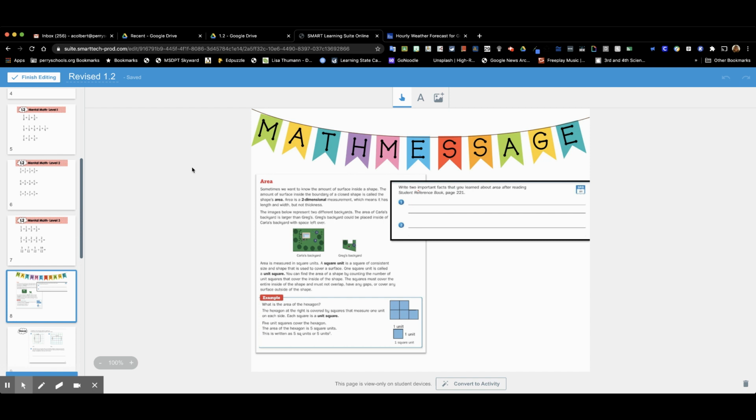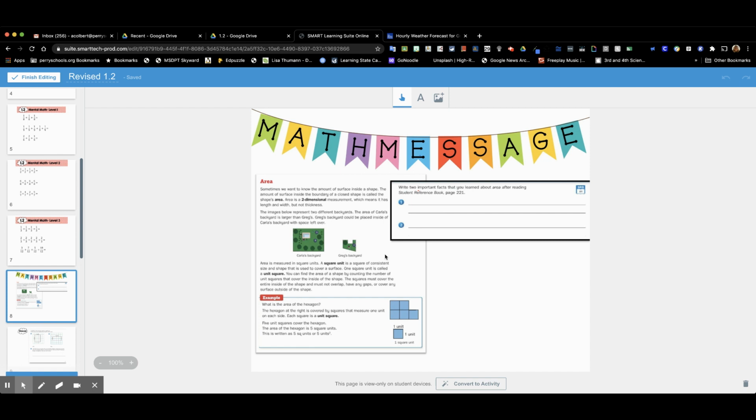Area is a 2-dimensional measurement, okay? As we move on through our lessons, we will eventually get to 3-dimensional, but right now it is simply 2-dimensional measurements. You see a couple images right here. These represent 2 different backyards. We've got the area of Carla's backyard, and then Greg's backyard. You can see that Carla's backyard is larger than Greg's because Greg's backyard can be placed inside of Carla's.